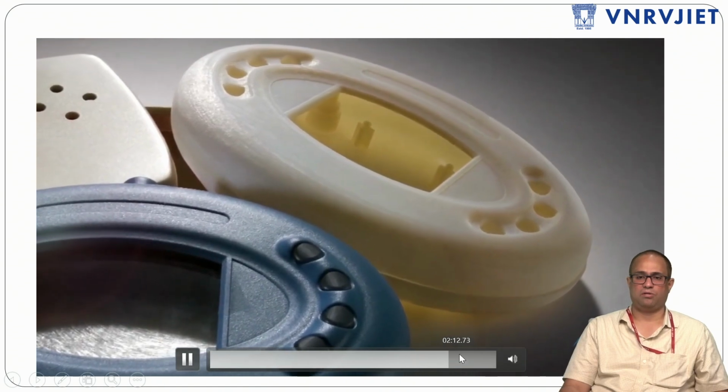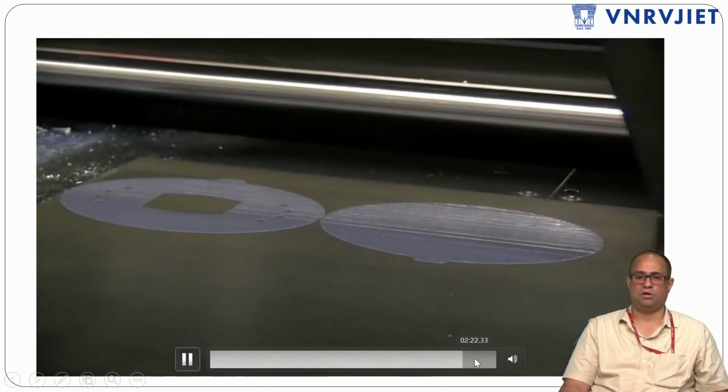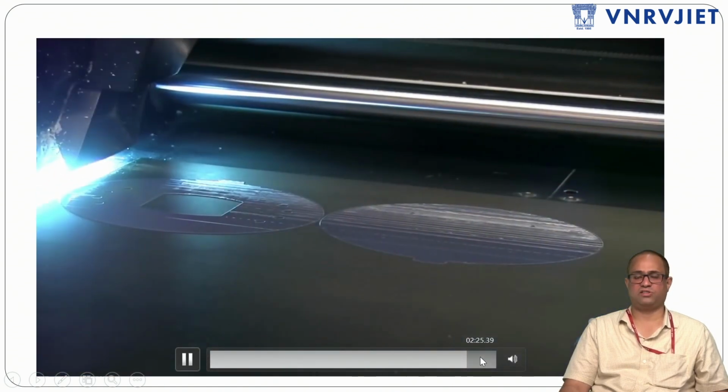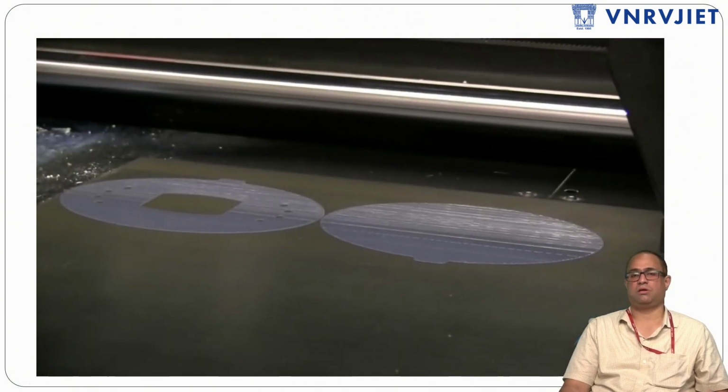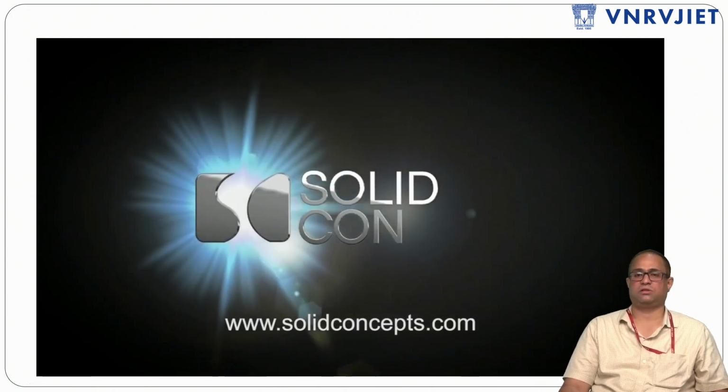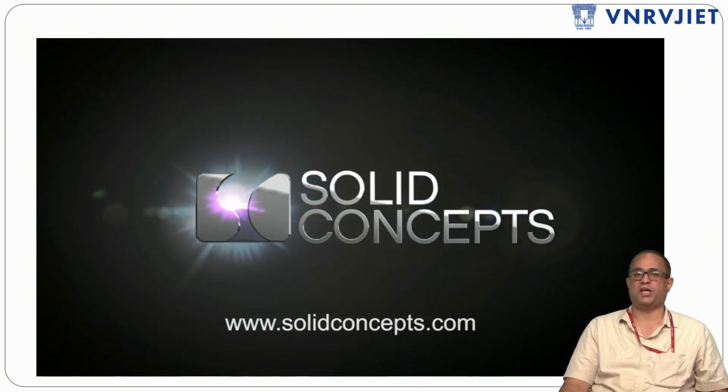So these are the different additive manufacturing processes which were discussed based upon the classification of liquid-based, powder-based, and solid-based.